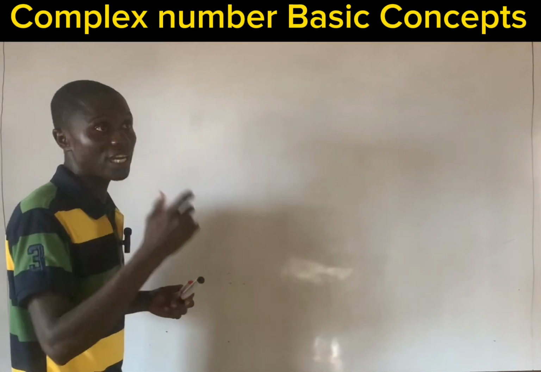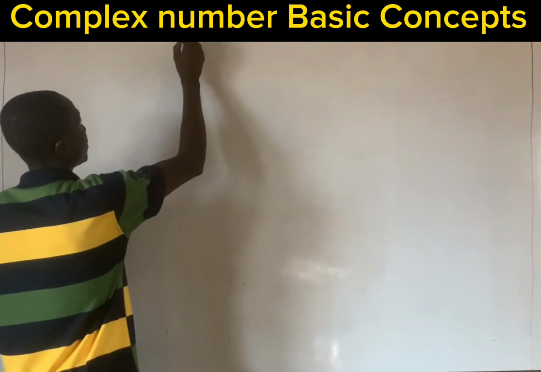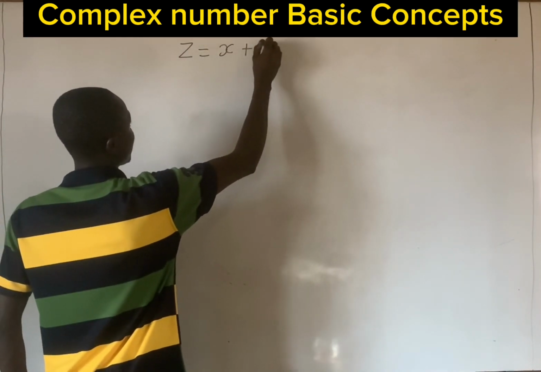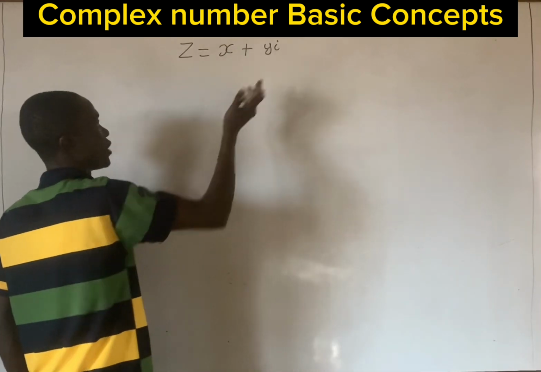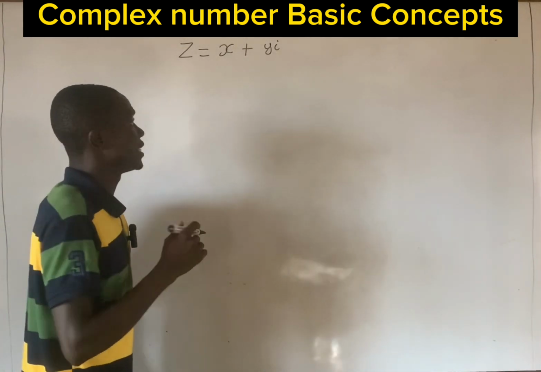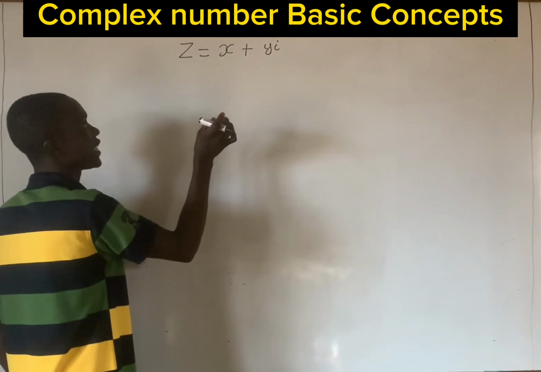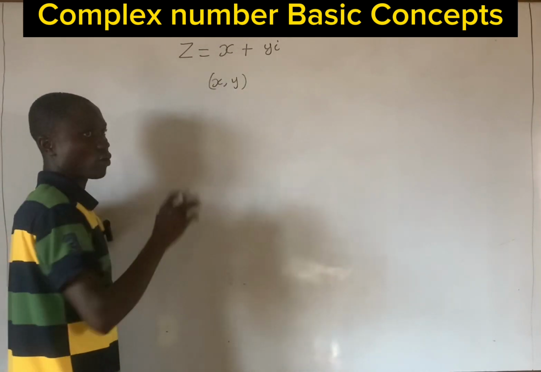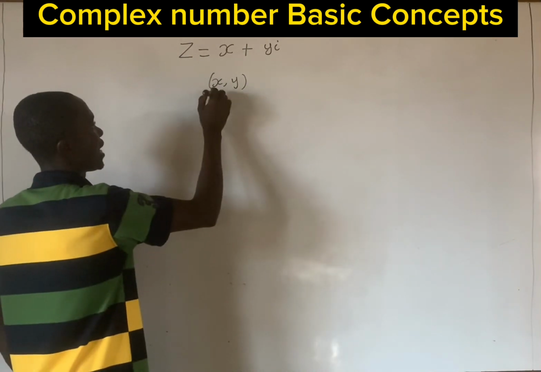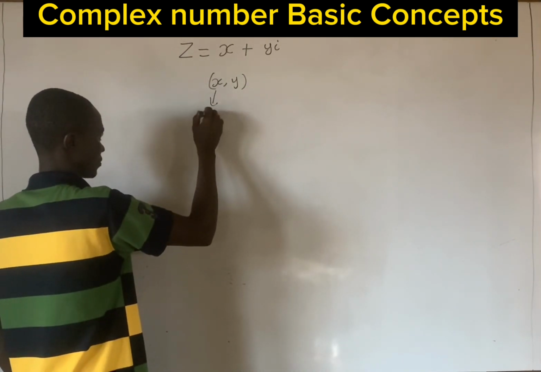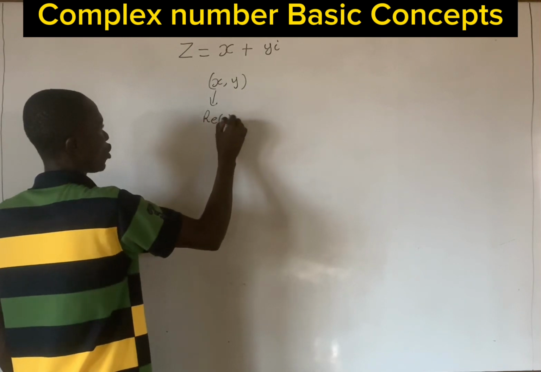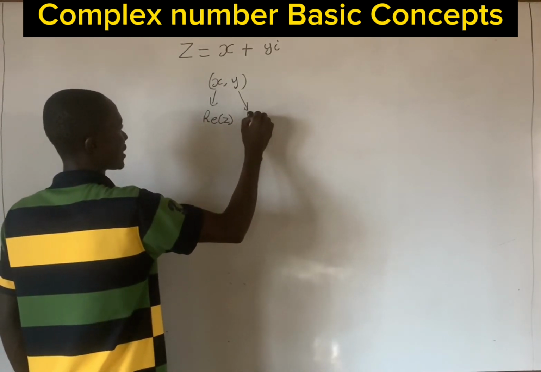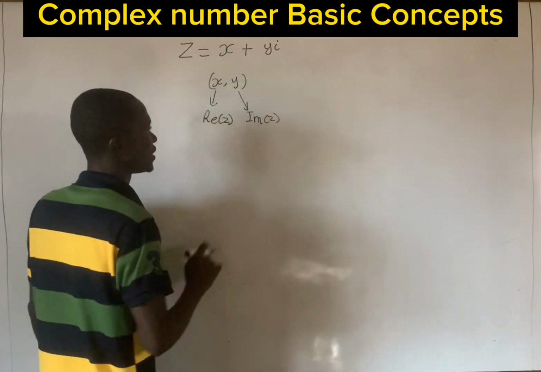Now, we define the complex number z as z equals x plus yi or iy. If we do this, then we have the ordered pair x, y to be plotted on the complex plane. So here, x is the real part of z and y is the imaginary part of z.